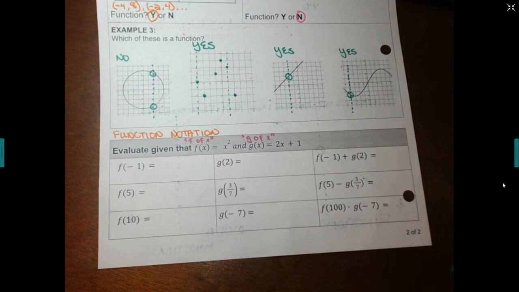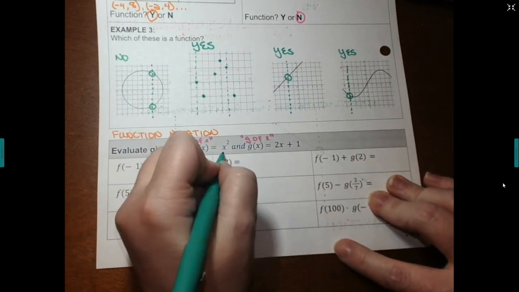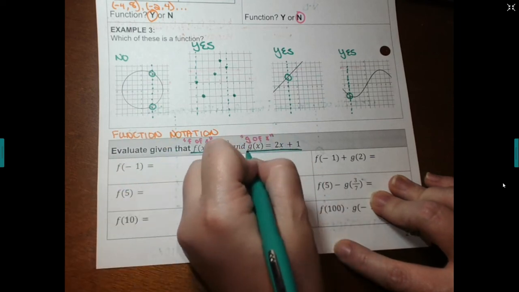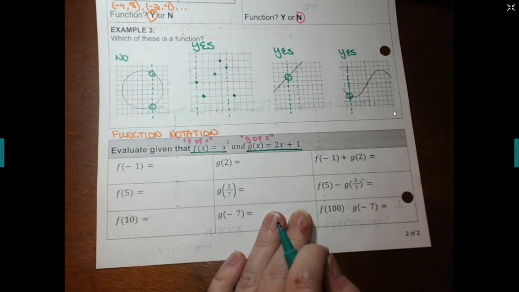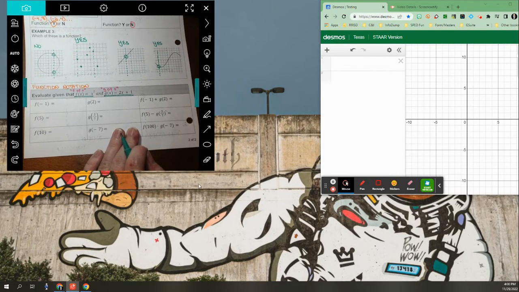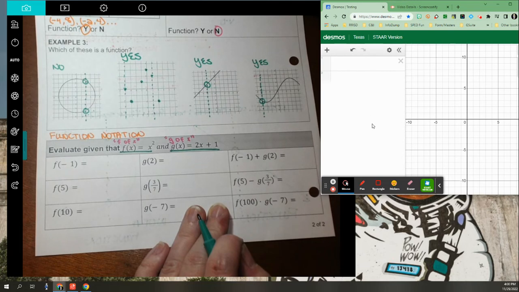And I'm going to show you guys how to do it. So I know that for all of these, f of x is x squared, and g of x is 2x plus 1. So I can go into Desmos and teach Desmos, almost like computer programming, just on a very small scale. I can teach Desmos what f of x is.